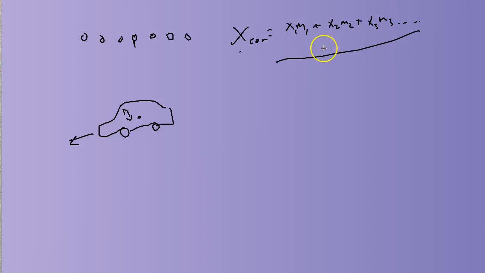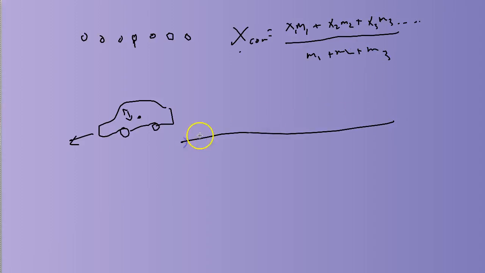And so the way that we find center of mass, let's say in one dimension, is you add up the position of each mass multiplied by the mass of that object, and we do this for each object that there is, going on for as many objects as there are. Then we divide by the total combined mass: M1 plus M2 plus M3.